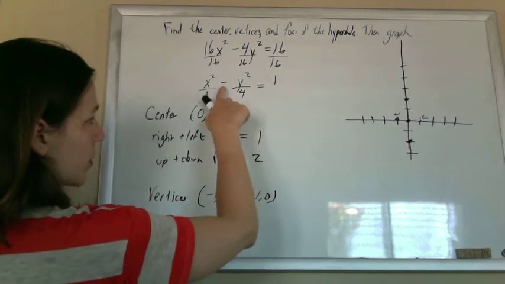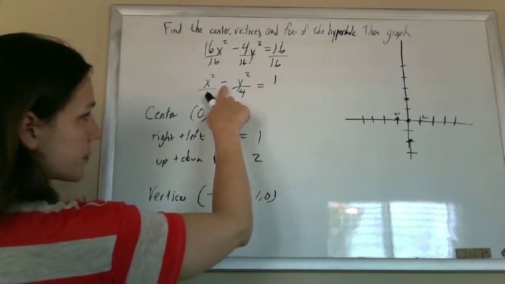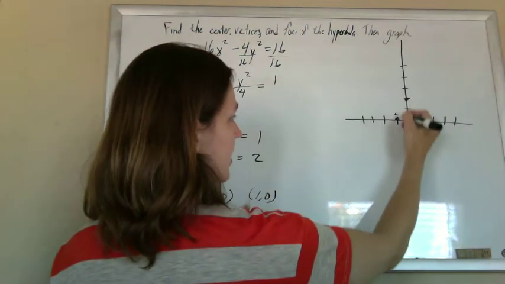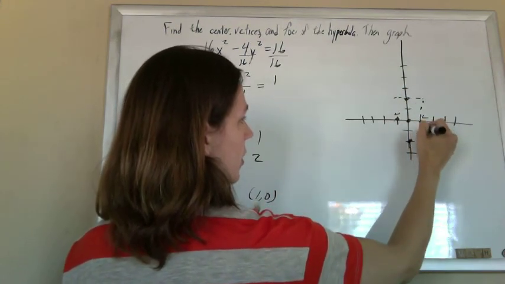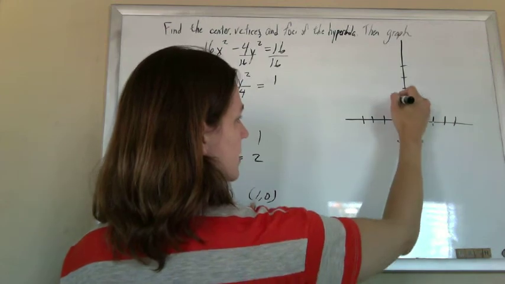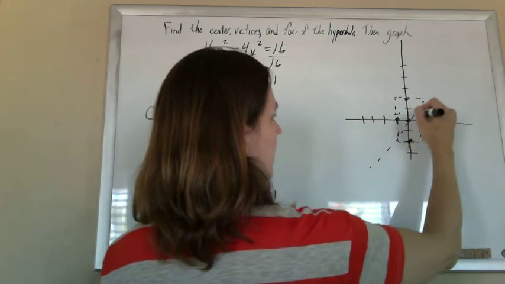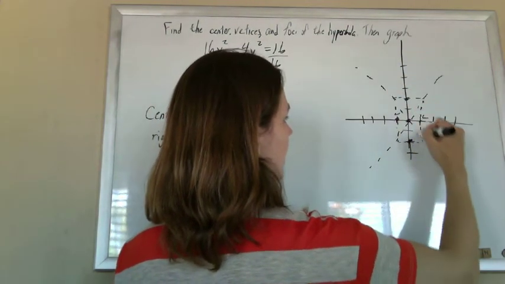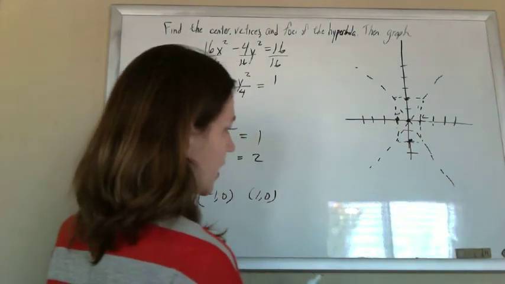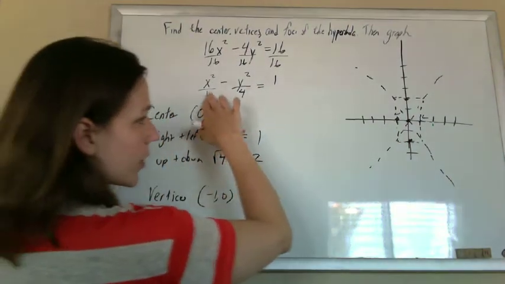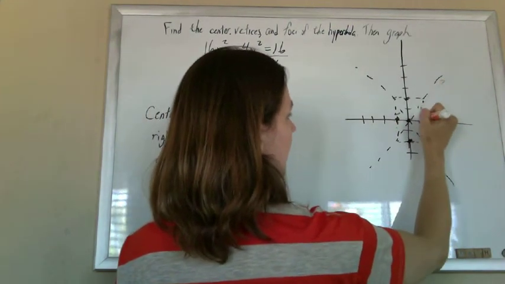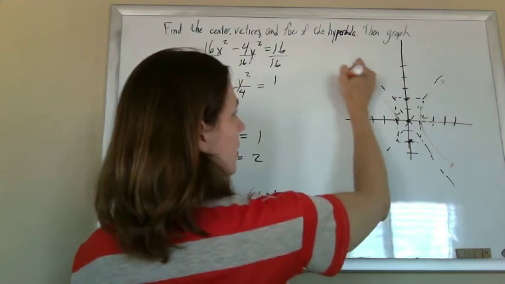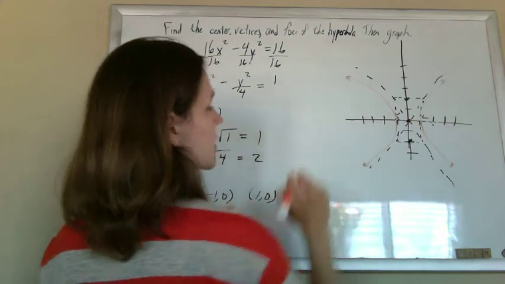I know it's a hyperbola because there's a minus in the middle. And so instead of connecting the dots as if it were an ellipse, I would draw a box instead and draw my diagonals exploding out the sides of the box. And because the x is first, or positive, it opens right and left like the x-axis. So if they want me to graph it, that's what it looks like.